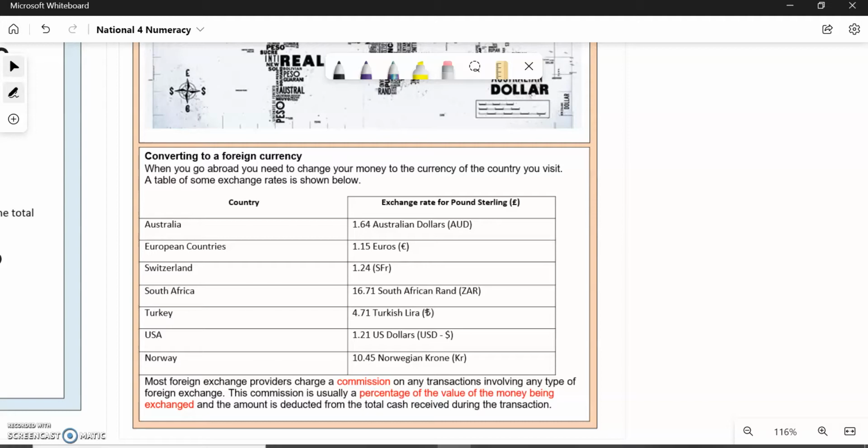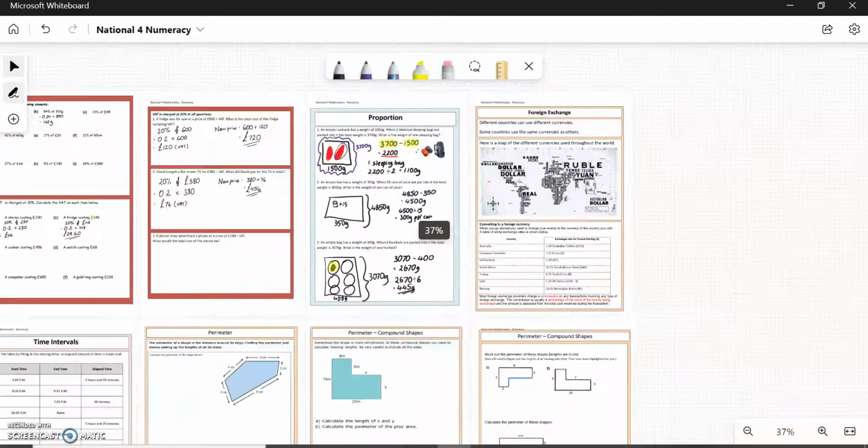So when you go abroad, you need to change the money to the currency that the country uses. And here's just some examples of some exchange rates. So for example, if we were to go to Switzerland, £1 is the same as 1.24 Swiss francs. Or if we were to go to Turkey, £1 is the same as 4.71 Turkish lira. Usually as well, when you go to a shop to get foreign currency, they'll charge you a commission on top of that. The examples we're going to look at do not take that into account.